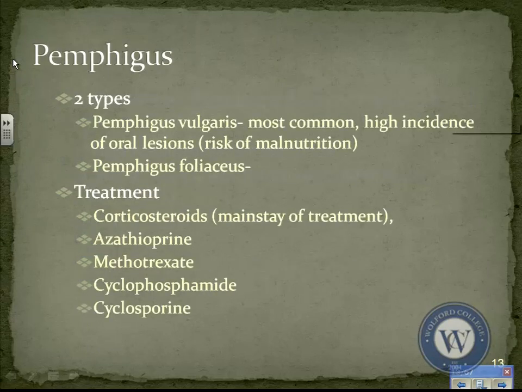There's two types. One's more severe than the other. Pemphigus vulgaris is most common and has the highest incidence of oral lesions. So there's risk of malnutrition because people have so much pain that they won't eat. And then pemphigus foliaceus, which attacks mostly the skin and hair. Treatment includes immunosuppressants, which are going to be steroids and the anti-chemotherapeutic agents.